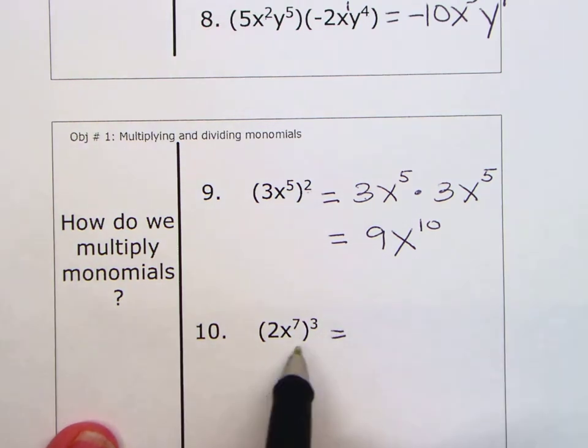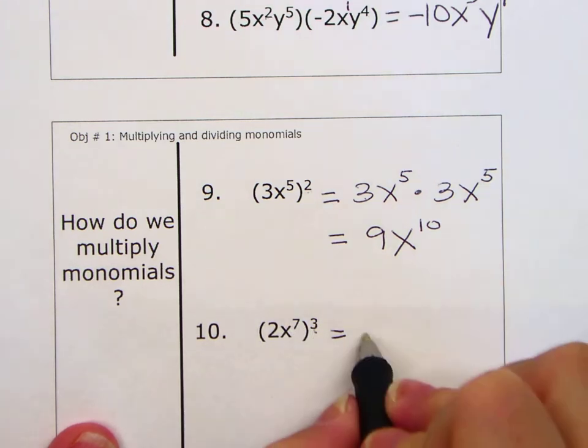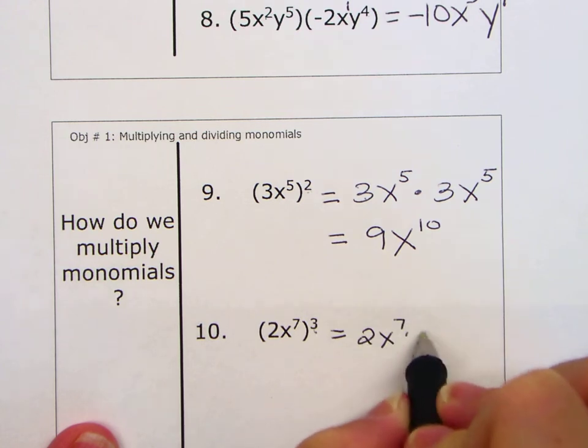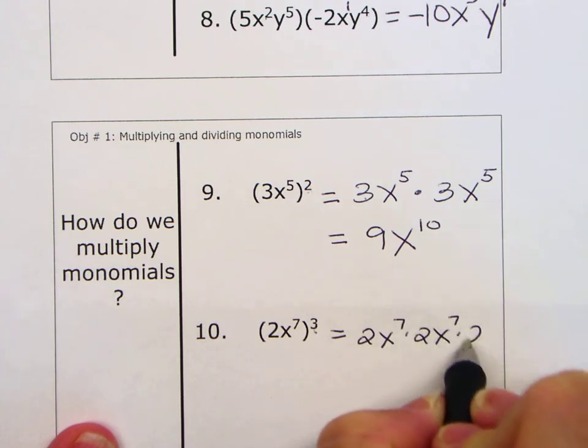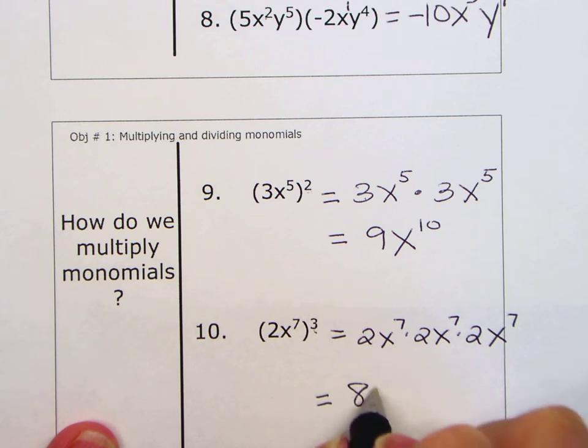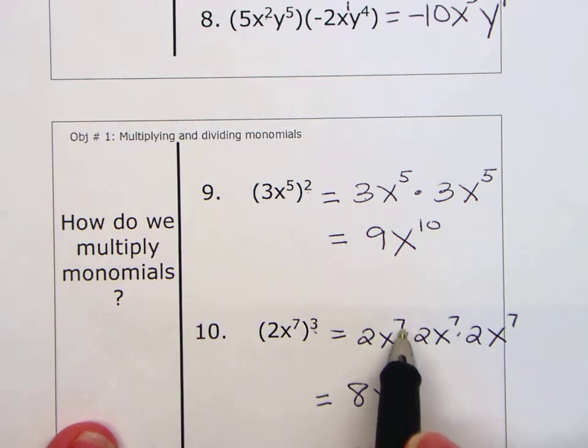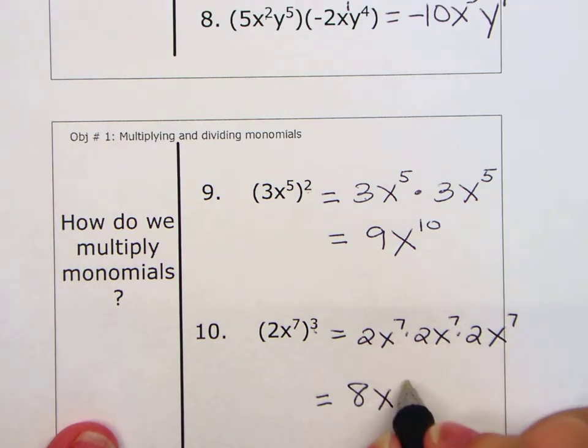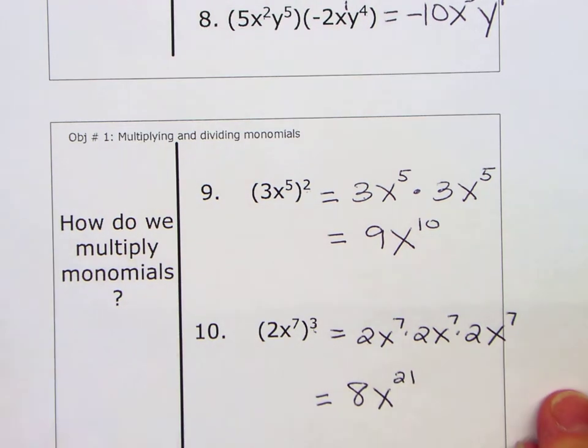This time we have 2x to the 7th to the 3rd. That means the base, the inside, is going to be written 3 times. 2x to the 7, 2x to the 7, 2x to the 7. All right. We multiply our coefficients. 2 times 2 times 2, that's 8. We add our exponents. 7 plus 7 plus 7 is 21.